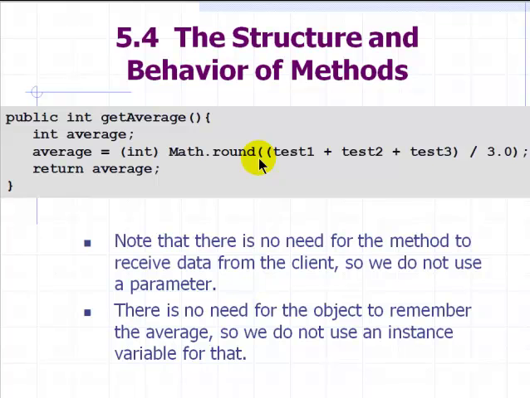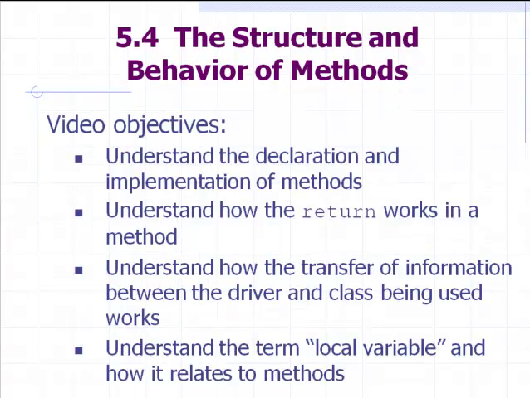But getting back to the local variable, average is local to getAverage, is assigned, and then returned. And I'll go back to the objectives, take a look at them, and see if you understand all that we talked about.